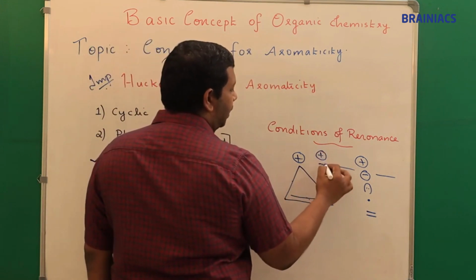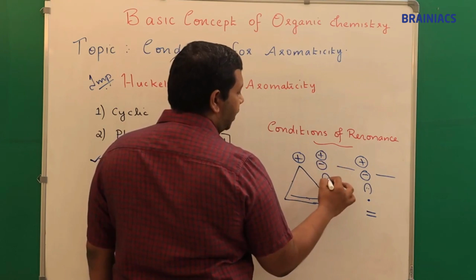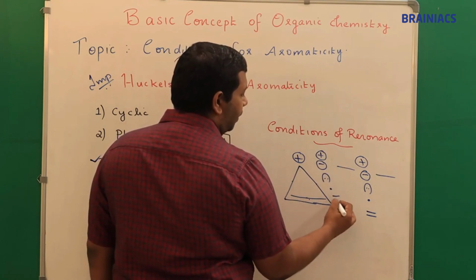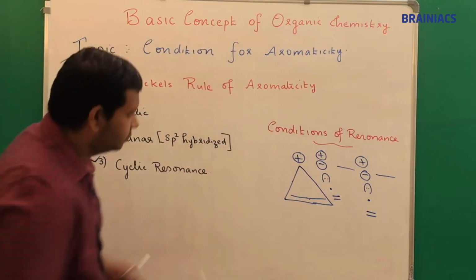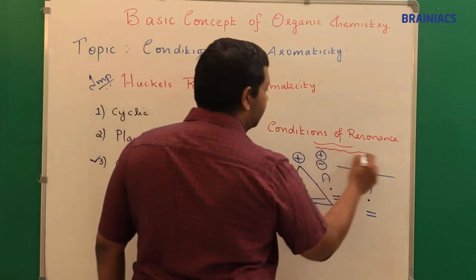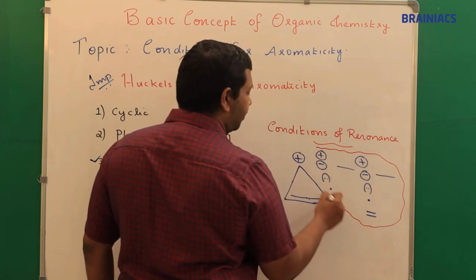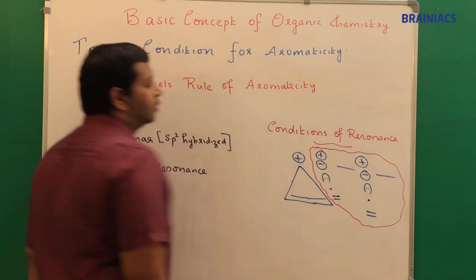Okay? So, this also can be anything: positive, negative, lone pair, single electron or pi bond. So, basically speaking, this is my shortcut for you. If you remember this, with this you can easily check whether cyclic resonance is present in the compound or not.